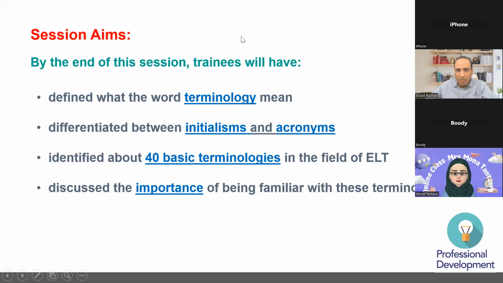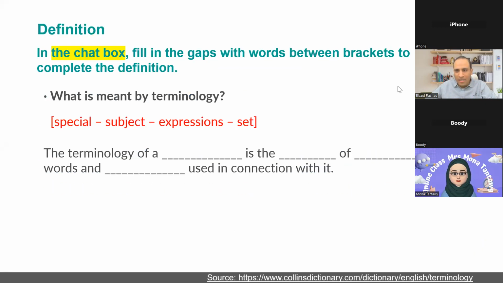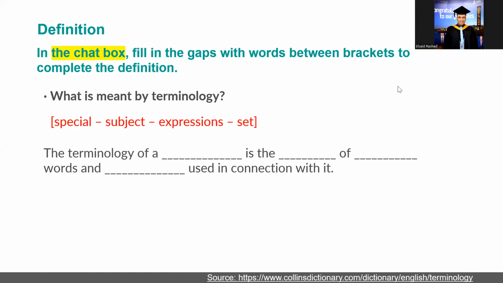Yes, if you have a question, can you please put it in the chat box now? Yeah, sure. You can participate by writing, no problem. So let's begin with this very quick task. In the chat box, please fill in the gaps. We have 4 words and 4 gaps. We need to form the definition of terminology. Please start now.